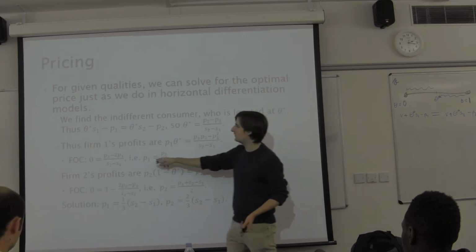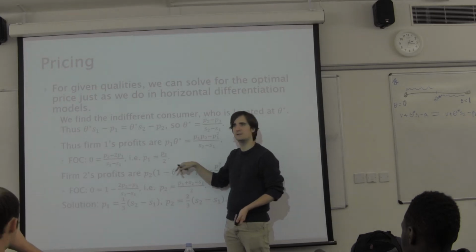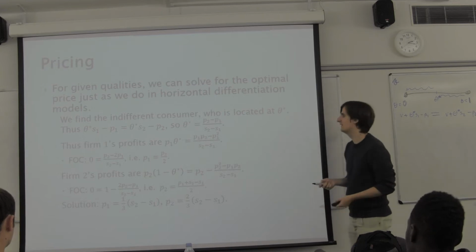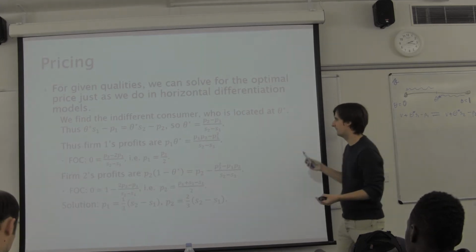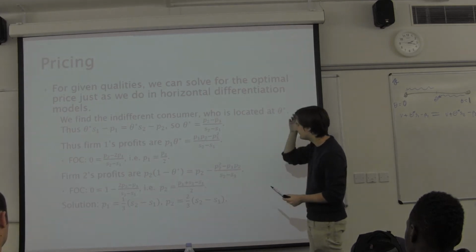So already this is telling us quite a lot, isn't it? So the low quality firm is selling at a price of half the high quality firm. So that makes sense. Tesco is normally cheaper than Sainsbury's. So it's intuitive, right?